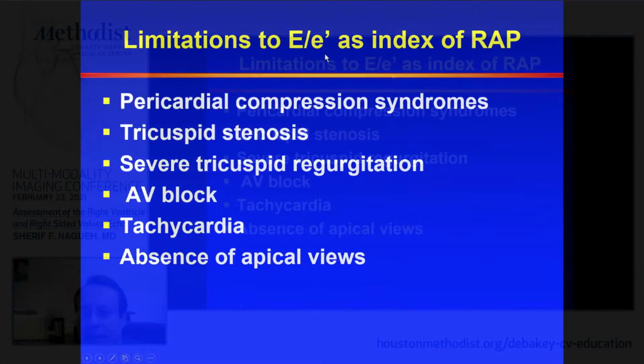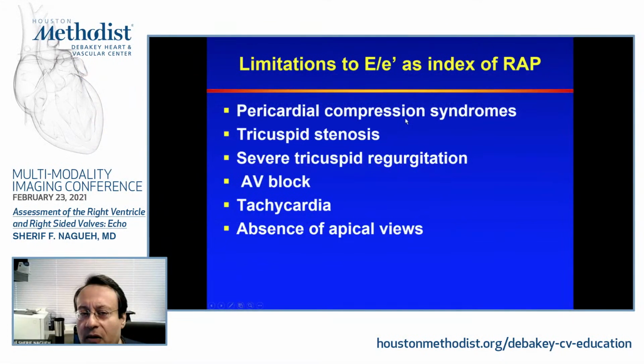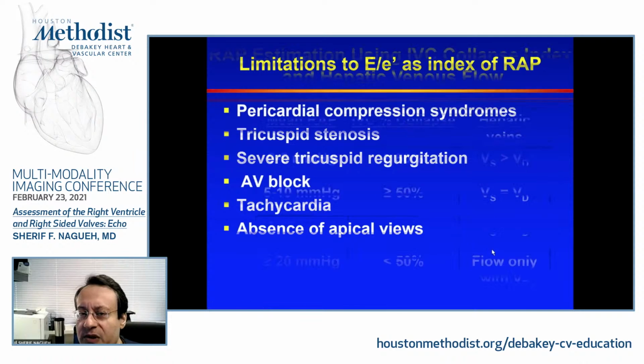Challenges for relying on E to E prime, or the limitations, are in pericardial compression syndromes, patients with tricuspid valve disease, arrhythmias, and absence of apical views.